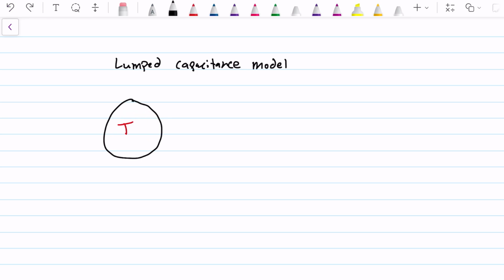Now, generally, this is only going to be true if you have a material with a high thermal conductivity, and generally it should be pretty small as well. So if you have something like copper, which has a really high thermal conductivity, that could be an indicator that you're going to want to use lumped capacitance.